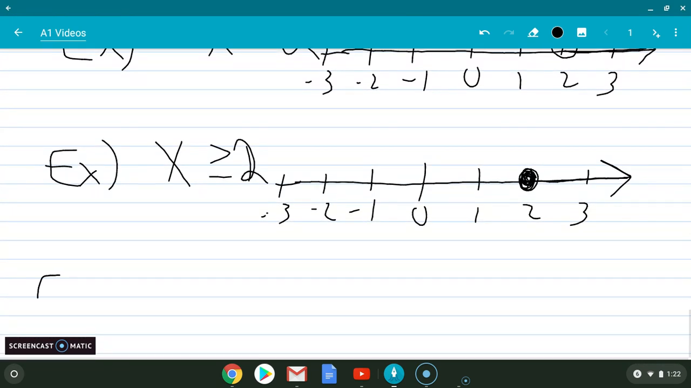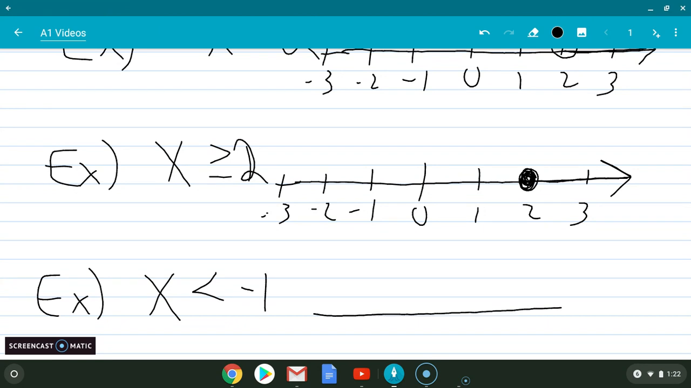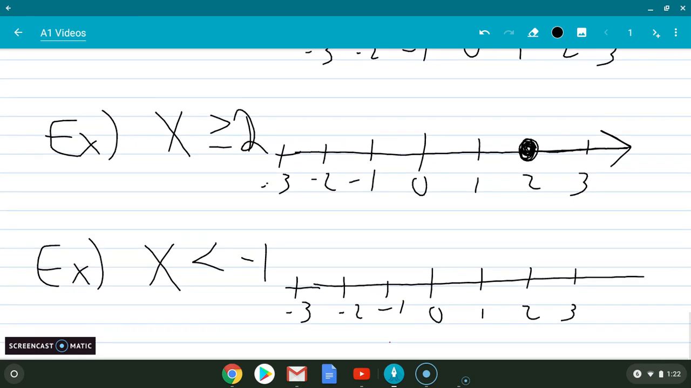One last example. What about x is less than -1? Draw a quick little number line, 0, 1, 2, 3, -1, -2, -3. Since it's just a less than, I'm going to put an open circle. So at -1, I'm going to put an open circle. And less than -1 means to go to the left, because remember, to the right on a number line are bigger numbers. So now I'm going to have an arrowhead pointing to the left. So there's our 3 objectives for this unit.